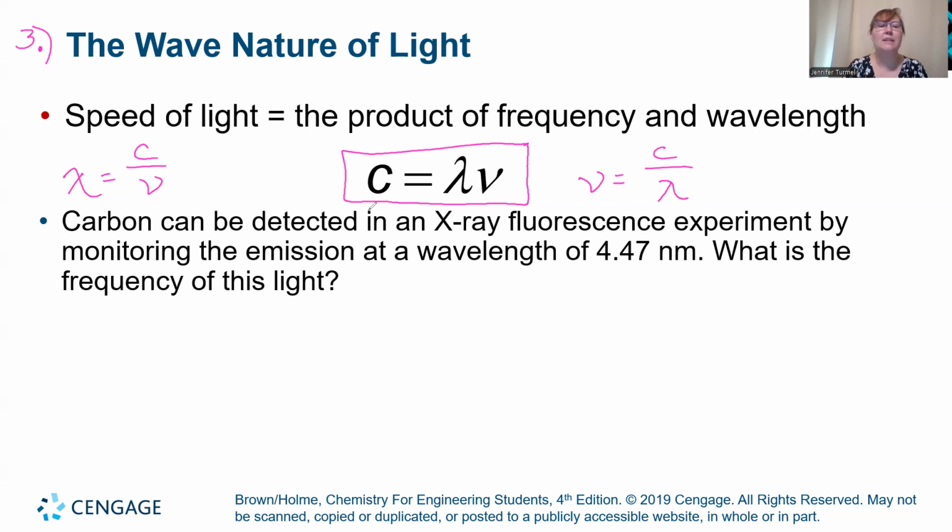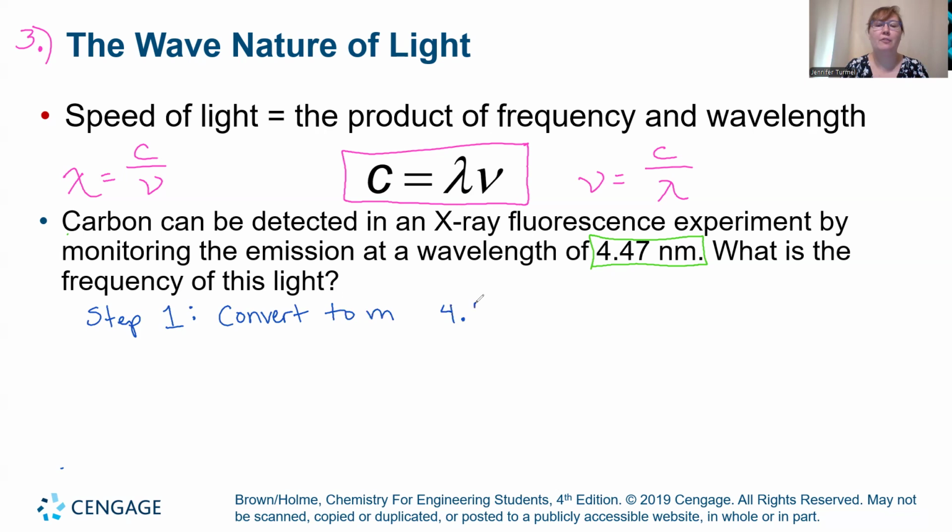Okay, now let's take a look here. Carbon can be detected in an X-ray fluorescence experiment by monitoring the emission of a wavelength of 4.47 nanometers. So this is much too small to see. It's outside of the visible light spectrum. And we want to know, what is the frequency of this light? Okay, so we've got a variety of steps here. Step 1 is going to be to convert our nanometers to meters, because your wavelength has to be in meters.